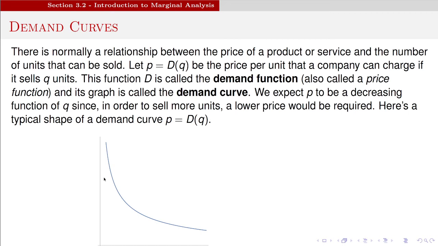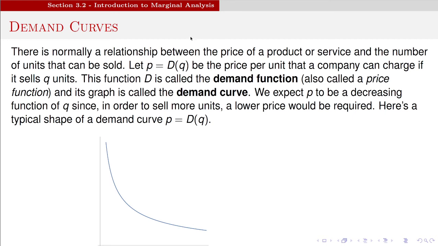So again, P is the vertical axis, Q is the horizontal axis here. So as you produce more, or as you hope to sell more things, your price needs to come down along with that.